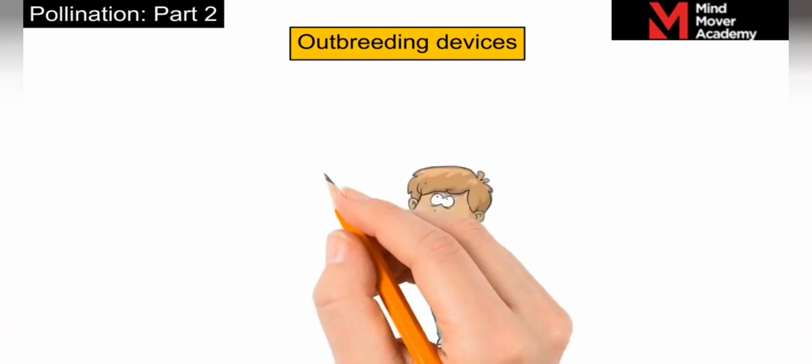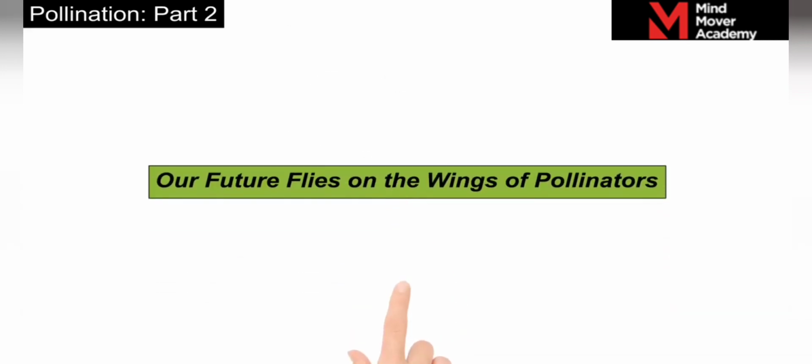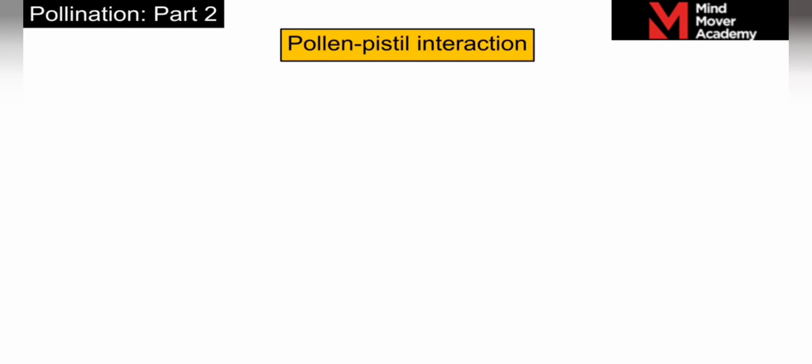Can you imagine how dull our world would be had there been no variations? Our future flies on the wings of pollinators. So, this calls for some serious attention towards our next topic, which is Pollen-Pistil Interaction. As the name suggests, Pollen-Pistil Interaction tells us about the pistil accepting the right type of pollen. Interesting, right?